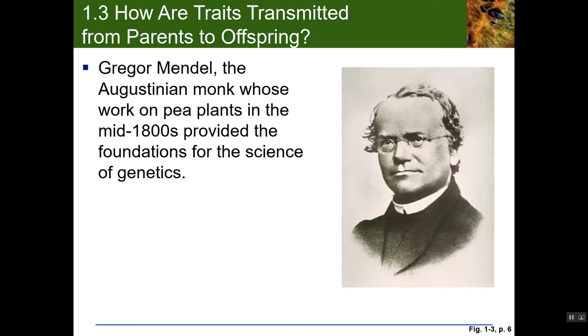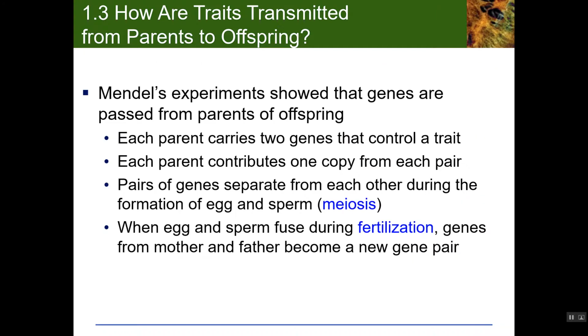Well, the first work was done by Gregor Mendel, who was an Augustinian monk in Austria. He worked on pea plants in the mid 1800s and provided the foundations for the science of genetics. You probably remember him from previous biology classes dealing with Mendelian squares or Punnett squares. Now, Mendel's experiments showed that genes are passed from parents to offspring. Each parent carries two genes that control a trait, and each parent contributes one copy from each pair.